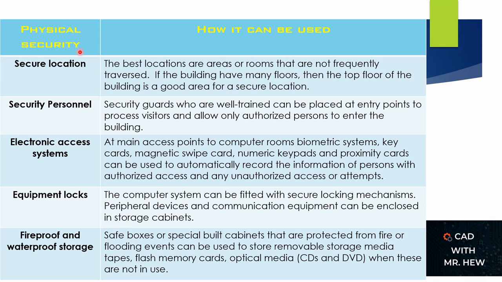We're now looking at physical security, the different types, and how it can be used. So the first one that we're looking at is secure location. The best locations are rooms or areas that are not frequently traversed. If the building has many floors, then the top floor of the building is a good area for a secure location for the computer room.